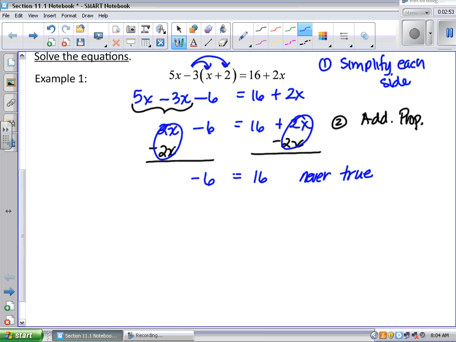So an equation that is never true is called a contradiction. And the answer that we give to a contradiction is always the empty set. That's what we enter as our answer. Let's do two more examples.